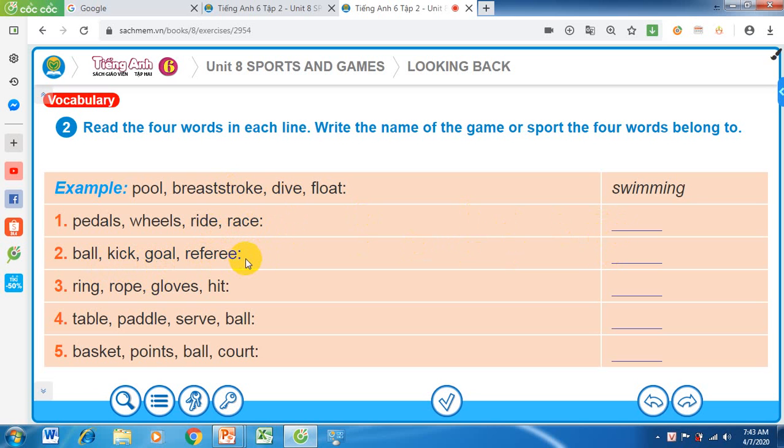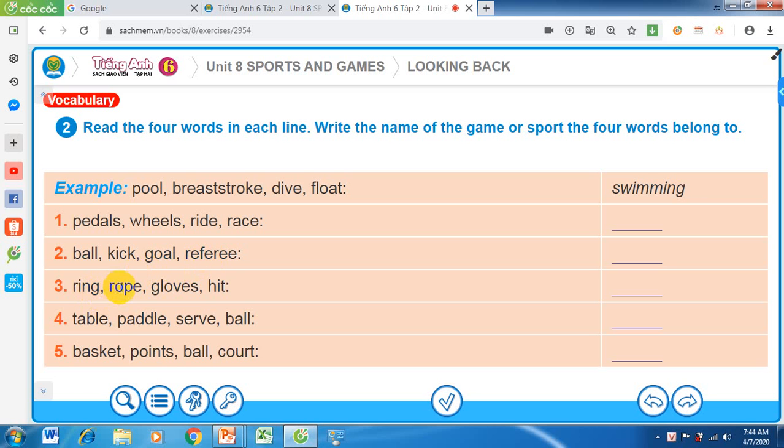Number 2: a ball, kick, goal, referee. What is a referee? A referee is usually a man or a woman who will start or stop a football match with a whistle. Sometimes he has a yellow card, a red card. Yeah, referee. So number 2, it is football.